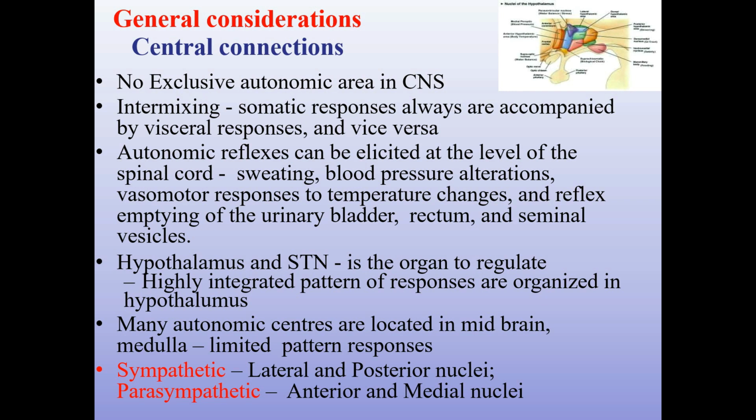Central connections. There is no exclusive autonomic area in the CNS. Intermixing: somatic responses are always accompanied by visceral responses and vice versa. Autonomic reflexes can be elicited at the level of the spinal cord: sweating, blood pressure alterations, vasomotor responses to temperature changes, and reflex emptying of the urinary bladder, rectum, and seminal vesicles.